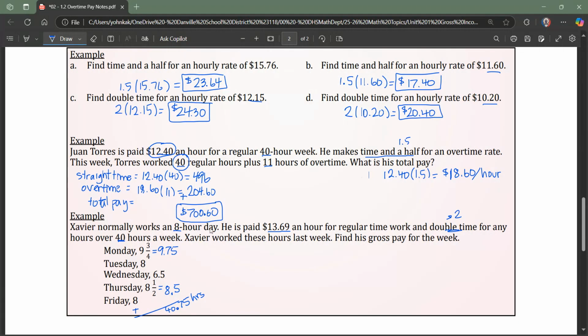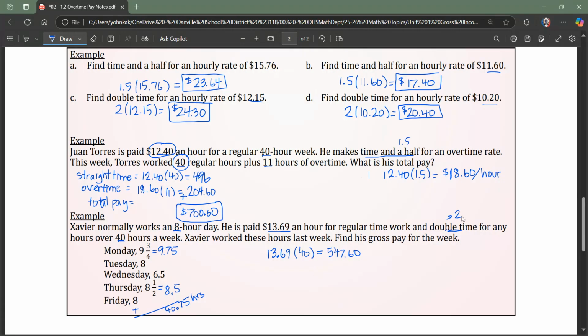All right, well, let's see. He gets $13.69 an hour for the first 40 hours. Did he work more than 40? Yes, it looks like he earned some overtime. So let's multiply by 40. This gives us $547.60.